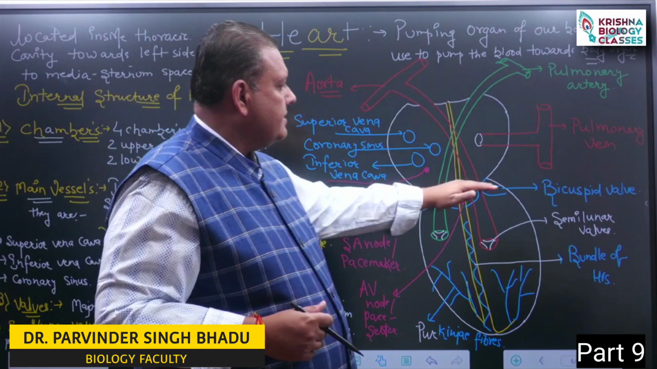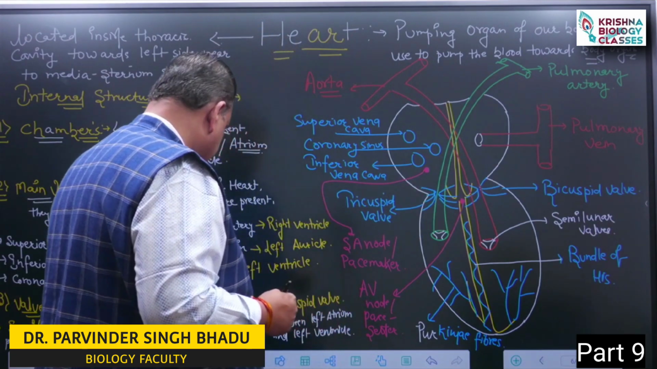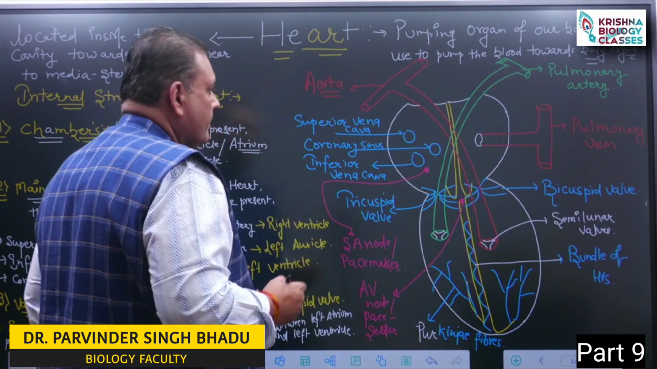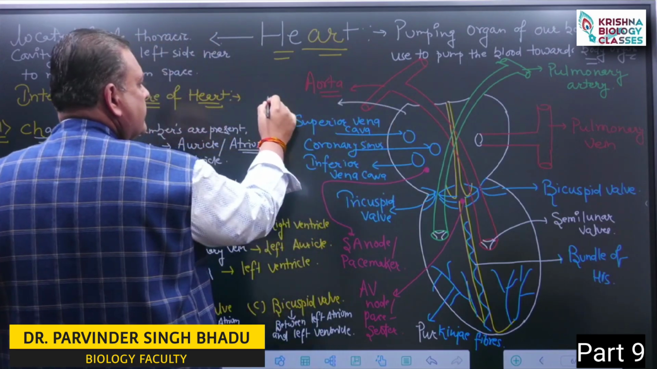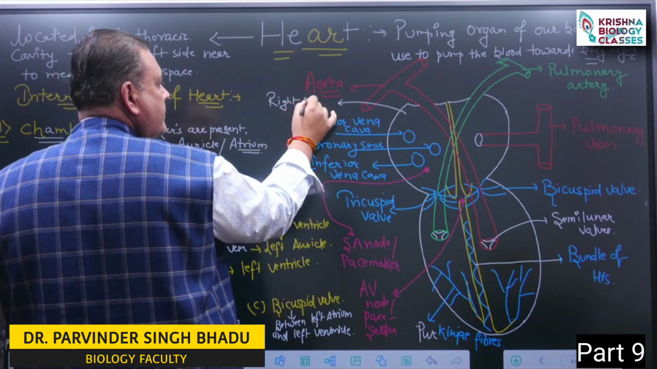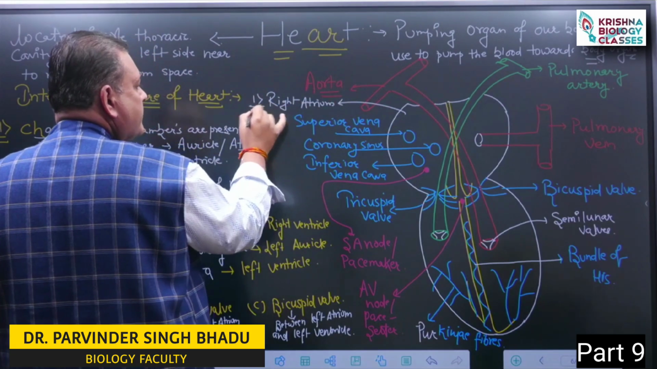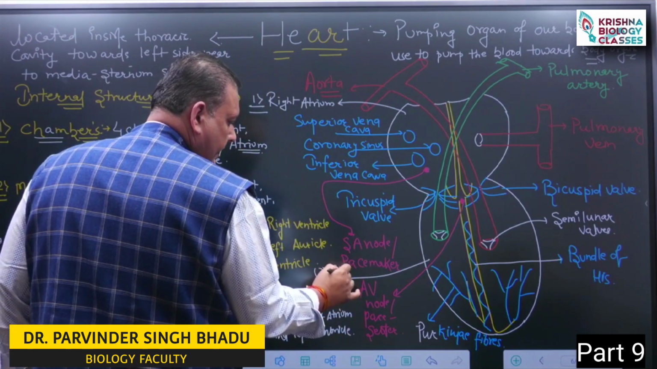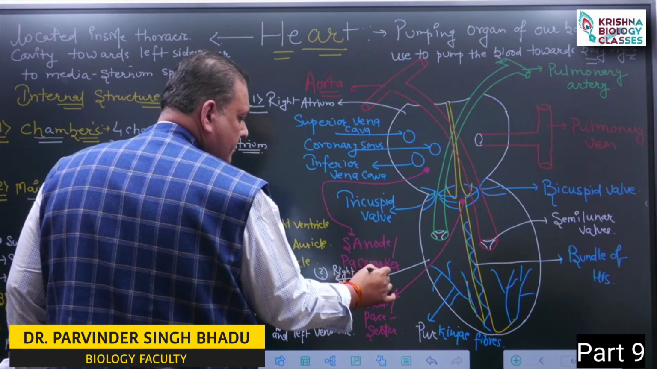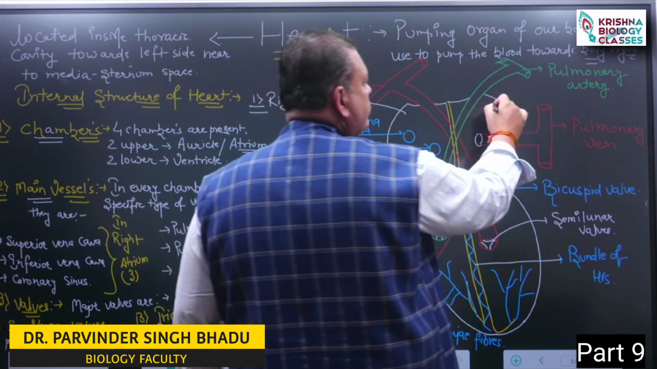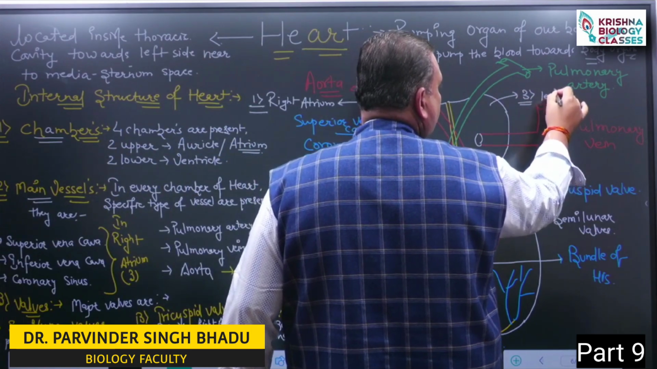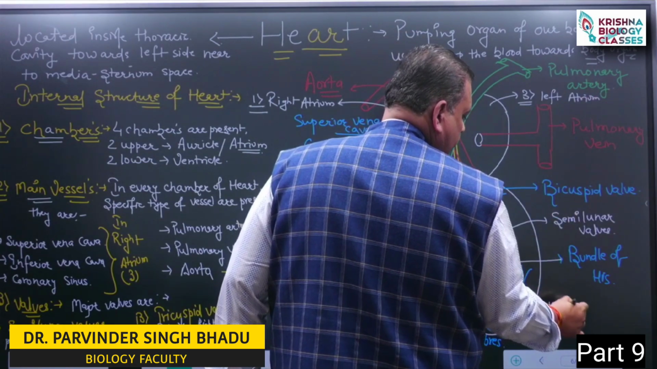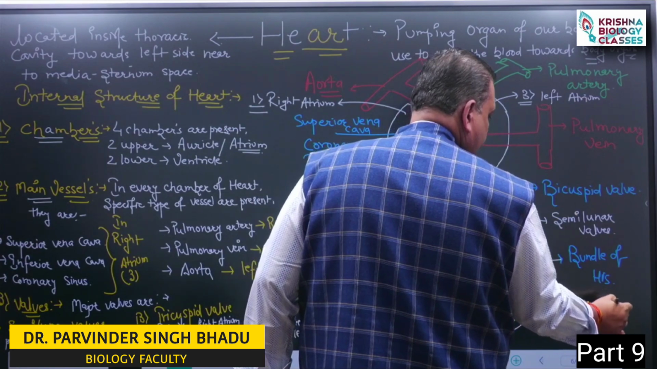Now we say that inside our heart 4 chambers are present. The first chamber is our right atrium. The second chamber is our right ventricle. The third chamber is our left atrium. And the fourth chamber is our left ventricle.